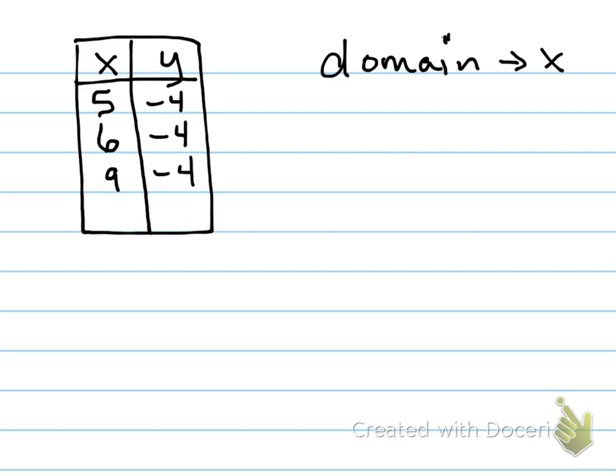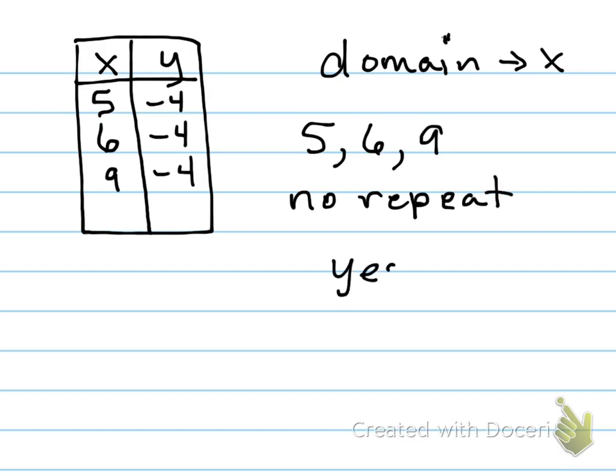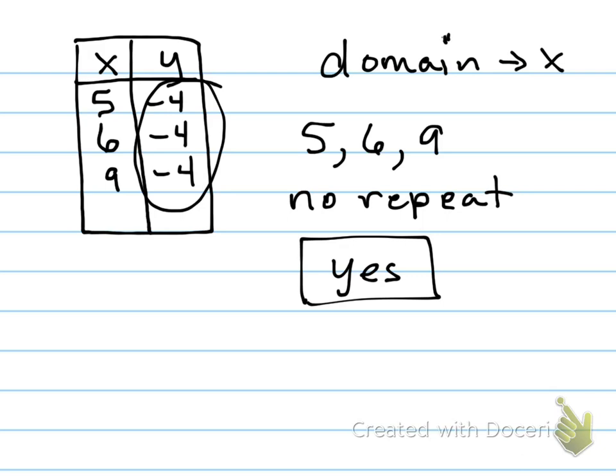So here we go. My x values are 5, 6, and 9. Do any of those repeat? No. So since there's no repetition, then yes, it is a function. Now, notice here that all of the y values repeat, but I don't care. Remember, the domain is only the x values, so those are the only values that you care about when you're trying to determine, is something a function? Okay? All right, so let's move on.